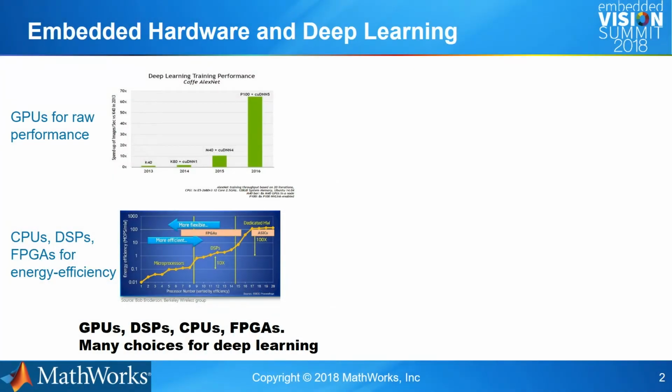So there are a lot of hardware platforms available for deep learning today. If you want just raw performance, you might go with a GPU. If you want energy efficiency, there's ARM, there's FPGAs. There's a whole mix of different choices when it comes to machine learning hardware.